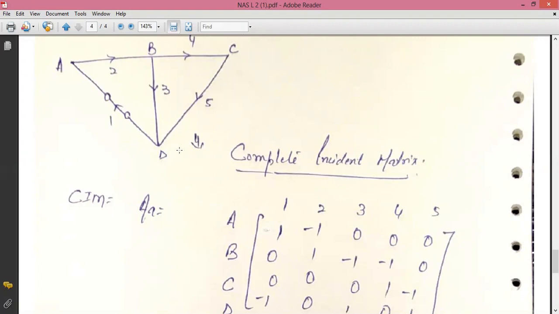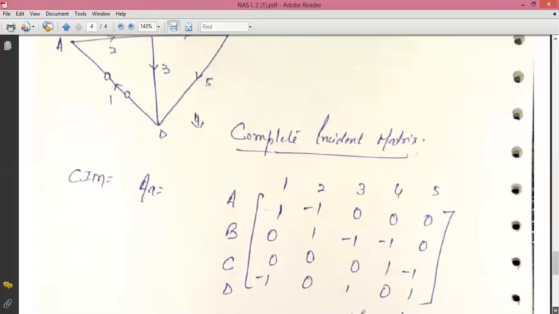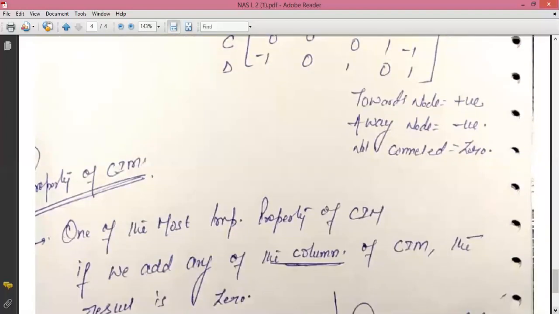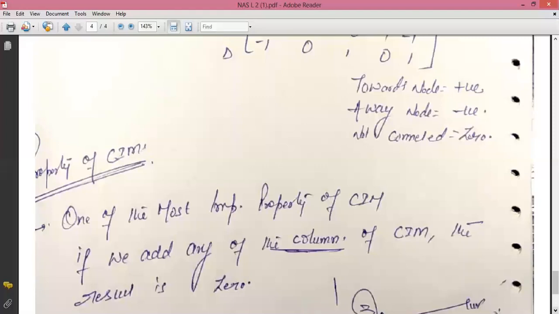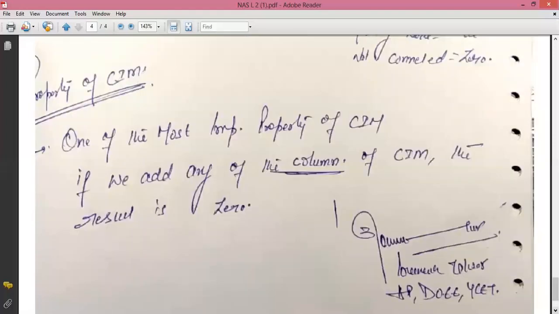So this is called a complete incident matrix, denoted by A. Clear? Any doubt? Anybody having any doubt related to the CIM? Okay. So there is one of the most important properties of the CIM that you must understand. Now, what is this property? This property says if you add any column of the CIM, the result will be equal to 0. I can again repeat, CIM has a unique property, and according to this property, if you add any column, the resultant will be equal to 0.